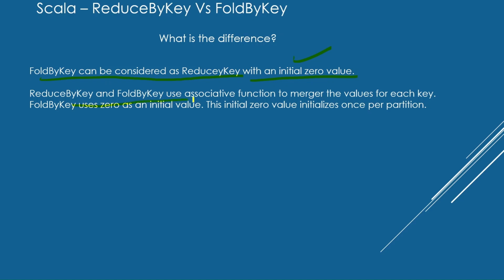reduceByKey and foldByKey both use an associative function to merge the values for each key. foldByKey uses an initial value. The initial value is initialized once per partition. This is one of the main differences between reduceByKey and foldByKey. To initialize the aggregation function, foldByKey initializes the accumulator with the help of a zero for each and every partition. That is not the case in reduceByKey.